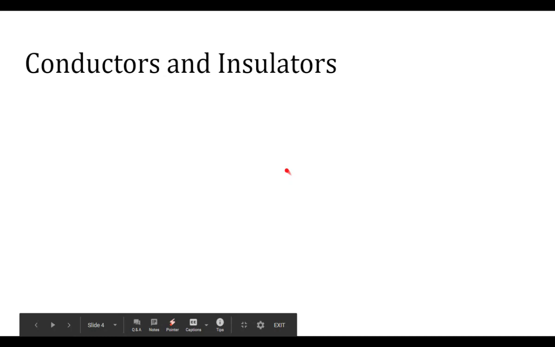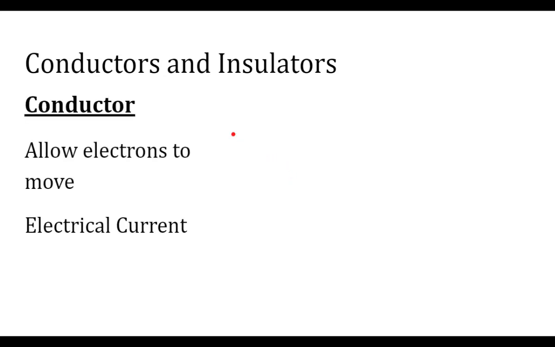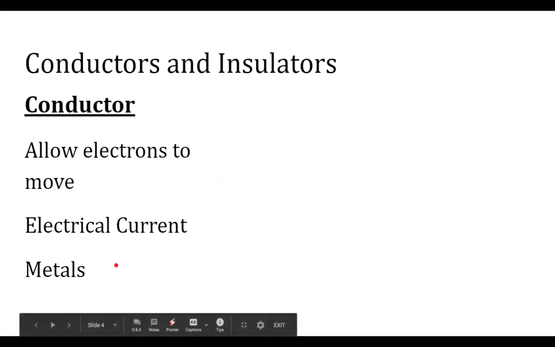So let's talk about this a little bit more. Let's sum things up with a table here. So a conductor allows electrons to move, electric current can flow through it, and my example for you would be most metals are conductors. There are things that are not metal that can also be conductors, but just an easy way to think about it is, all your metals are going to be conductors.